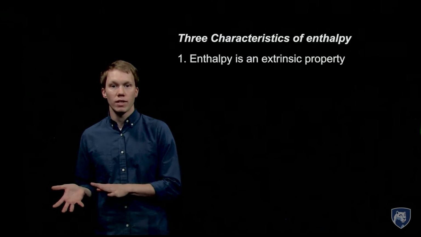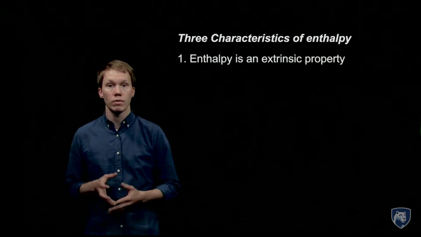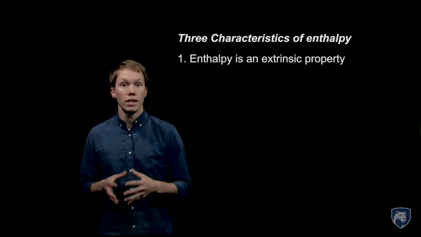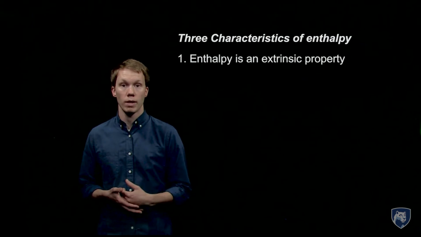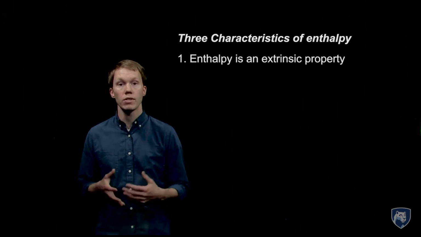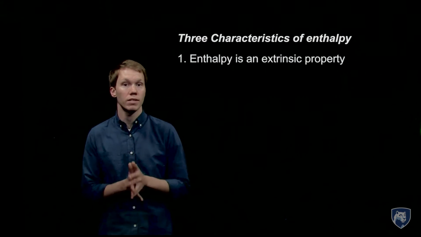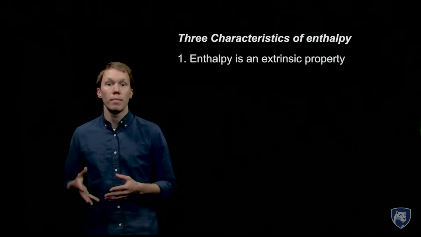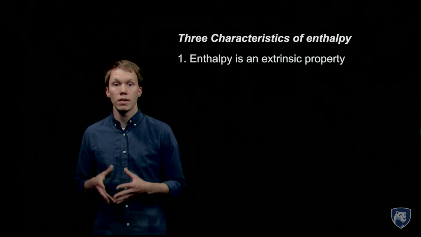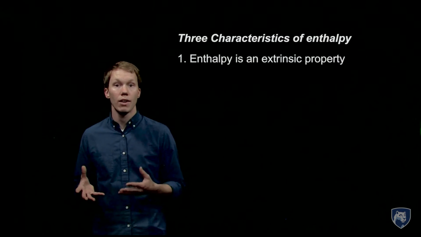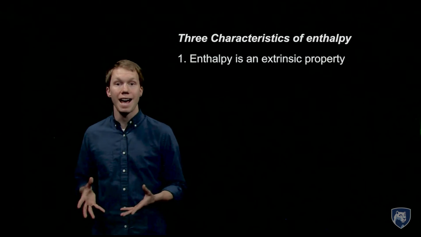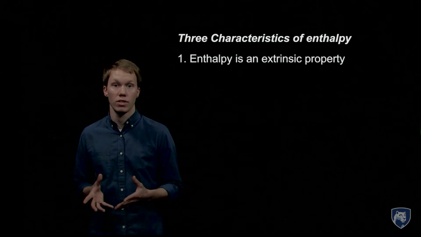The opposite of extrinsic, as you might recall, is intrinsic, which is something that is independent of the amount. So things like density, melting points, boiling points, and other physical properties are typically intrinsic properties. Doesn't matter how much there is. But when we're talking about enthalpy, an extrinsic property, it does depend on the amount. Something else that is extrinsic would be mass. The mass depends on how much is there.